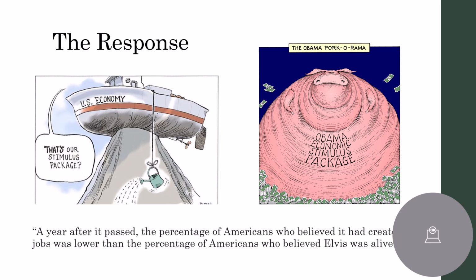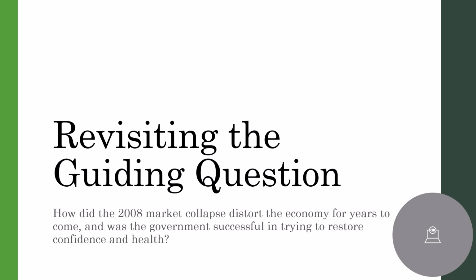Wrapping up shortly here, I do want to revisit the guiding question. So it's safe to say the 2008 market collapse deeply distorted the U.S. economy for years to come by triggering the severe recession, which was highlighted by widespread unemployment and long-lasting underperformance in the labor market. Millions of workers were unemployed for extended periods, and many eventually left the labor force altogether, reducing the economy's long-term potential output.